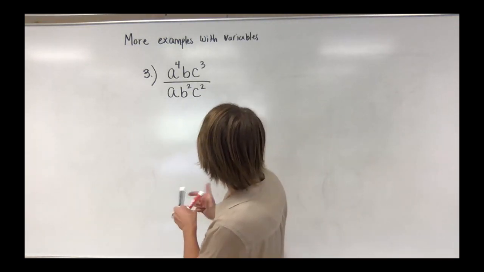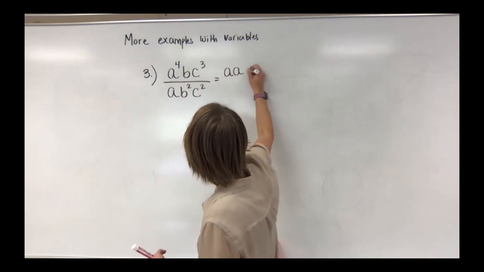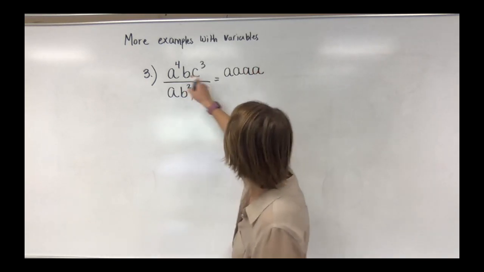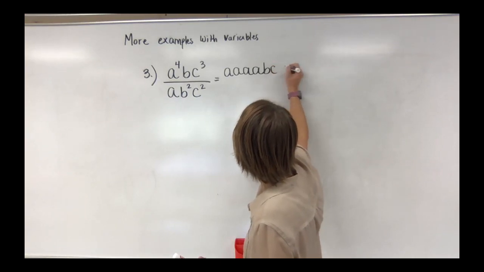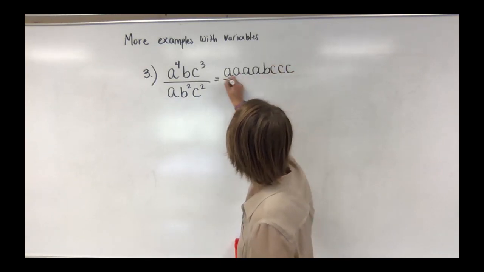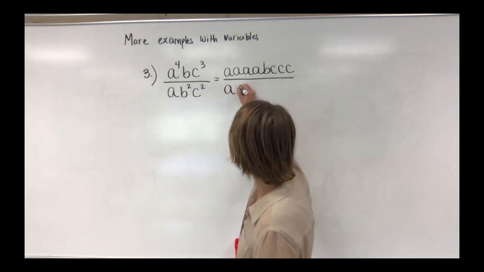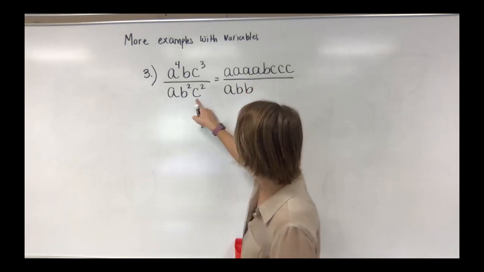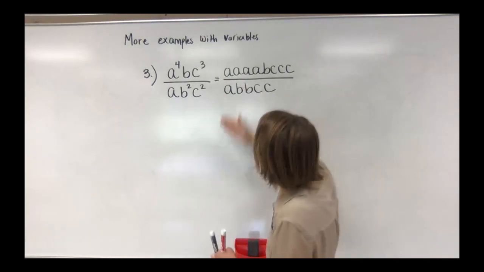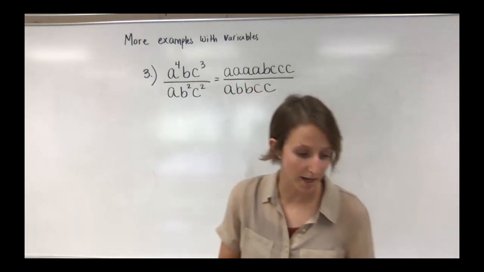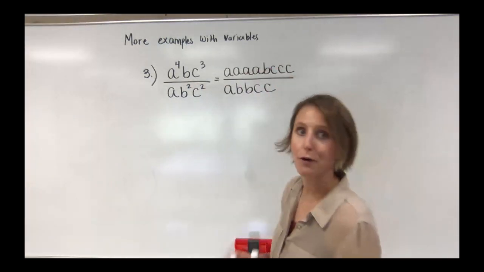So here we go. If I write it out in expanded form, a to the 4th power looks like this. A times a times a times a. I only have a b, and then c cubed is 3 c's that I'm multiplying together. Times c times c times c. All over, I only have 1a, b squared, so that's times b times b, times c squared, so times c times c. Now, can I cancel anything out? Meaning I'm getting that factor of 1. We expanded out all the variables. Can we look for factors of 1?